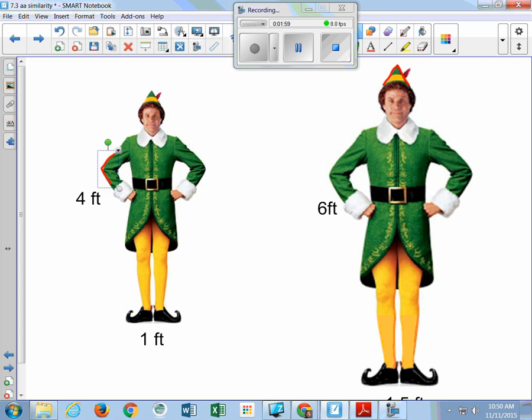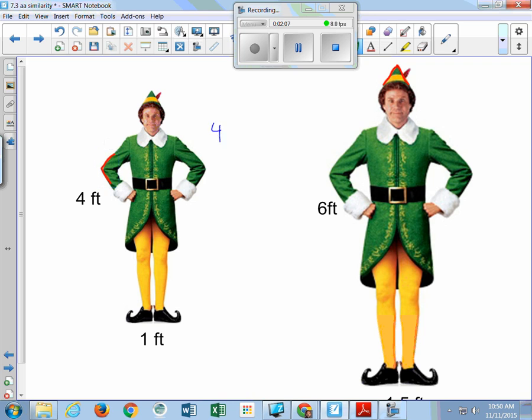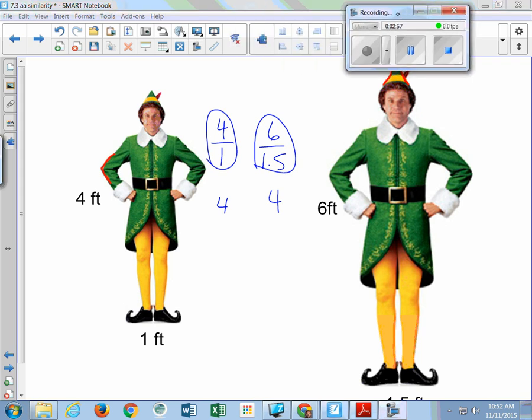You can also set up a proportion with these guys by using their side lengths. So let's go back. If I set up a proportion 4 to 1 and 6 to 1.5, if I divide 4 by 1, I get 4. If I divide 6 by 1.5, I get 4. So these ratios or fractions are equal, so that makes those two elves proportional. Okay, let's go on to the next page here.